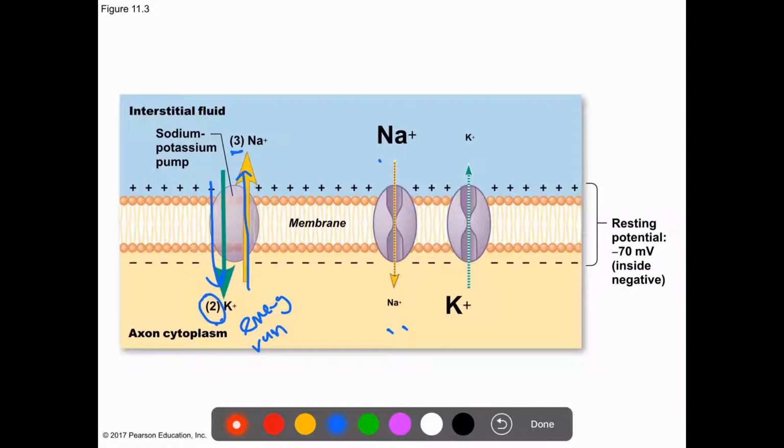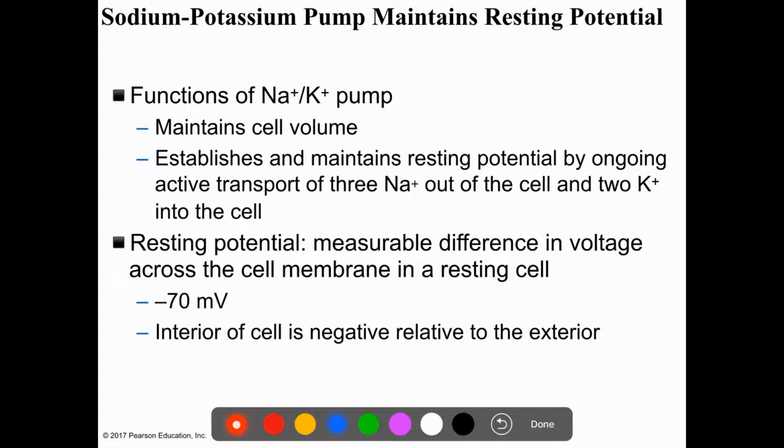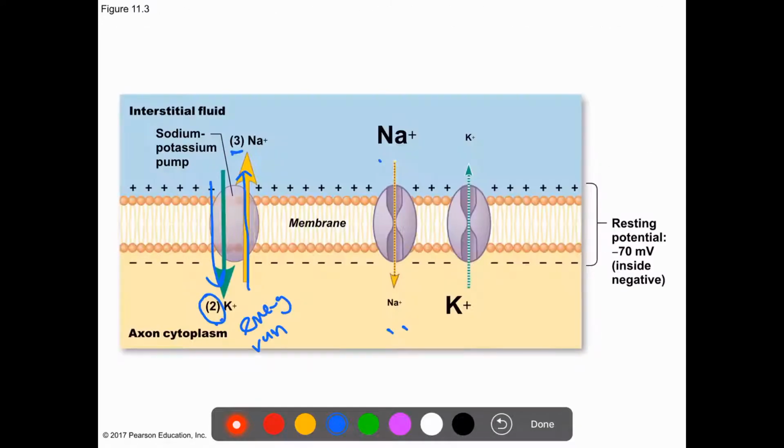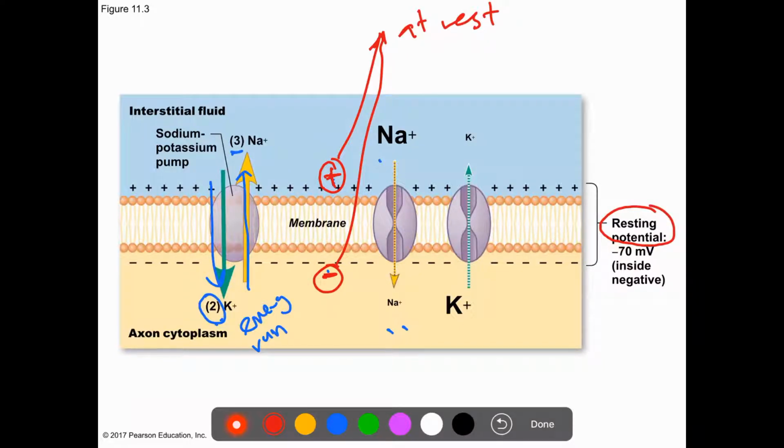Now, the resting potential is the difference in voltage across the cell membrane when the cell is at rest, when there is no signal running. Scientists measure the difference of voltage between inside and outside, and they found that inside is always negative and outside is always positive when the cell is at rest. They called this the resting potential, and it is minus 70 millivolts. Minus means that inside is negative compared to outside.